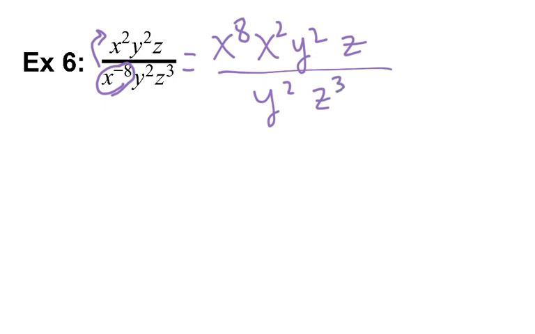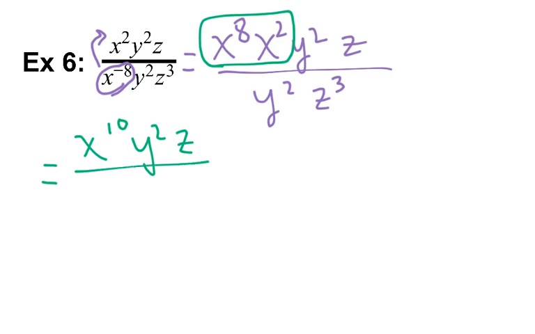The next thing that I would do is I would multiply these two because they have the same base, right? And we know that we just add them when they have the same base. So that would simplify to x to the 10th, y squared, z over y squared, z to the 3rd. Next, we want to use quotient of power property with the y squared over y squared. Remember the trick I taught you guys? If they have the same number as their exponent, they just cancel. All right, so that's easy.